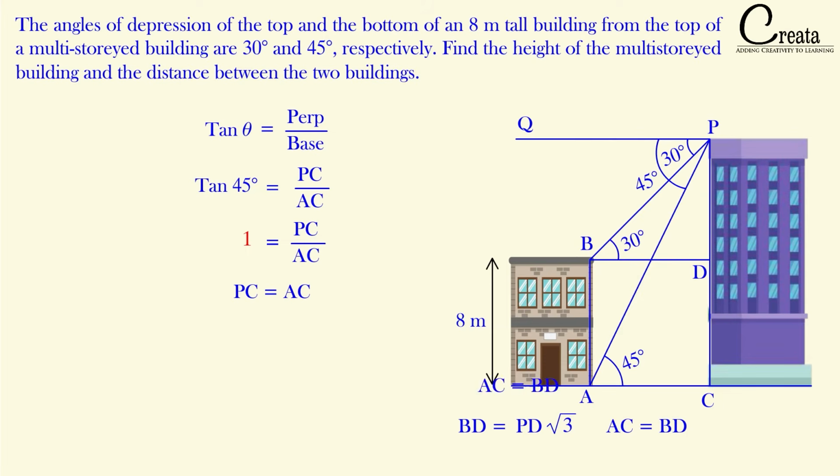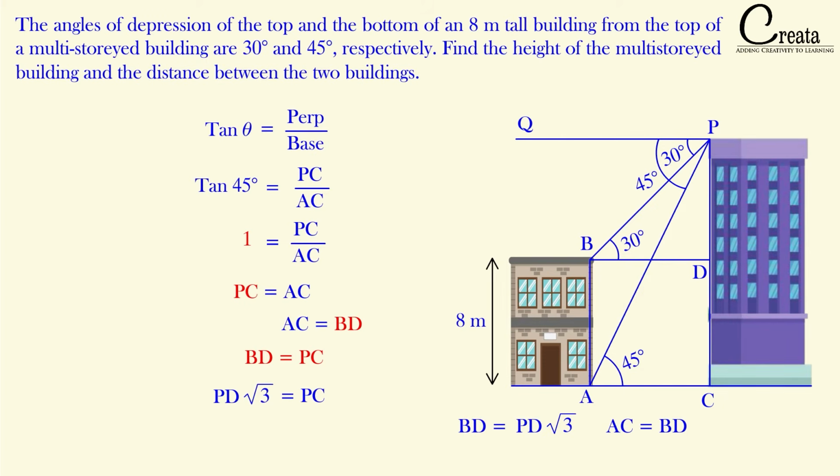And just now we have discussed that AC and BD both are equal to each other. AC is equal to BD. If we compare both of this equation, we got BD is equal to PC. Got it? We have just compared both of this equation. We got BD is equal to PC. BD is the distance between the two buildings and PC is the height of the multi-story building. Both are the missing dimension that we have to find in this question. Further, we have just calculated BD as PD root 3. So let's replace BD with PD root 3.